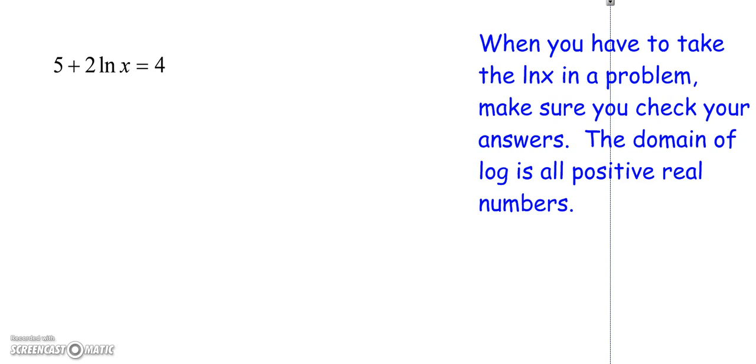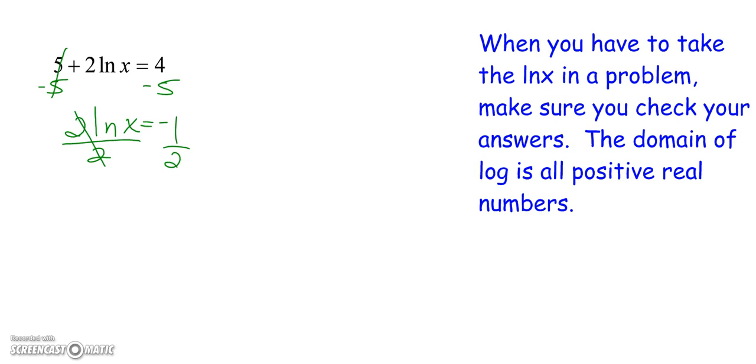Same idea here. We need to take this and go from log form to exponential form. But right now it's not in log form. So minus 5, cross out. You get 2 ln x equals negative 1. Divide by 2, cross out. ln x equals negative 1/2.